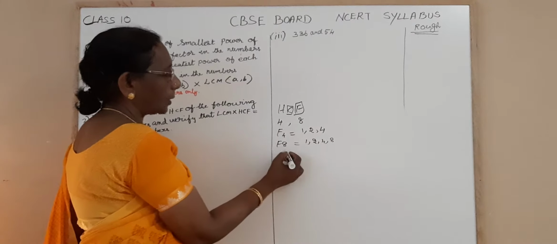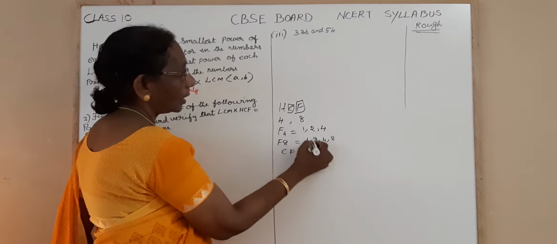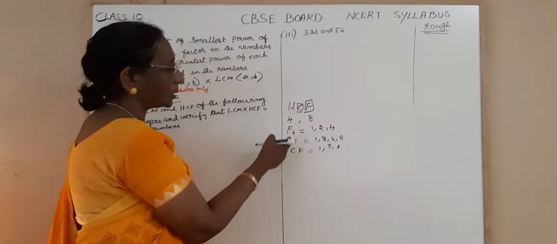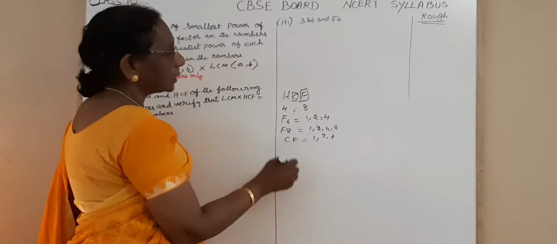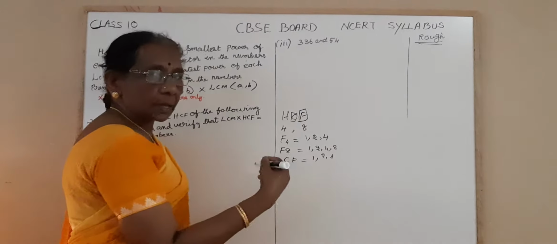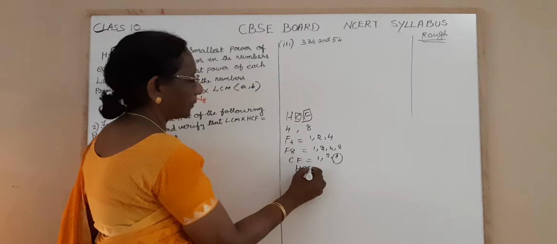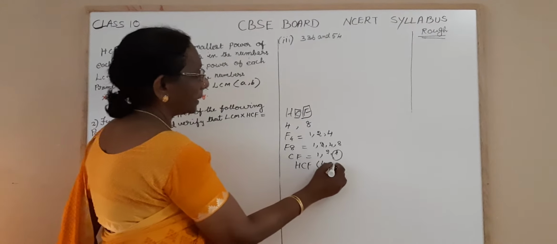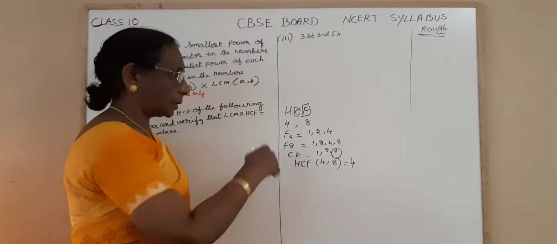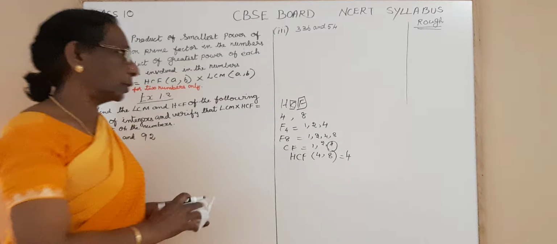Now we have written the factors. Then let us move to the common factors. What are the common factors? 1, 2, 4. These are the common factors for these two numbers. Among these, we have to select the highest common factor. Which is the highest common factor among 1, 2, 4? It is 4. So the HCF of 4 and 8 is 4. Have you understood the meaning of highest common factor? Here we are writing the factors, not prime factors.